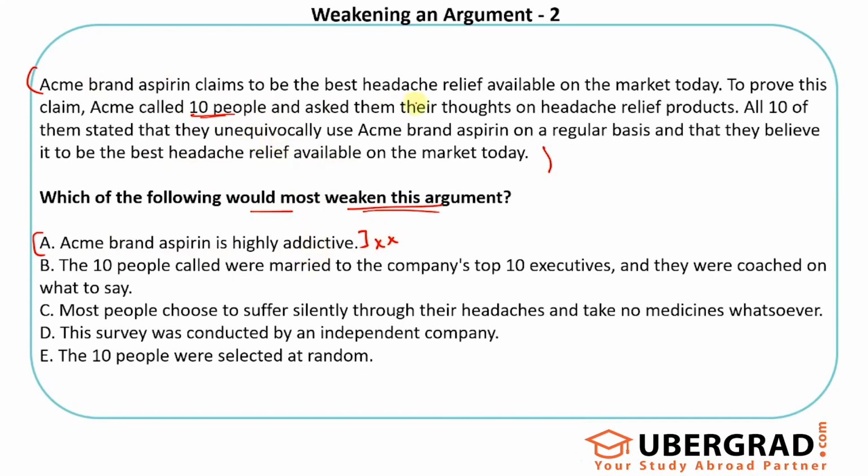Here the argument is more like people are loving it. These 10 people claimed this, and they are trying to say this is the general opinion. The 10 people called were married to the company's top 10 executives and they were coached on what to say. This looks like a fabricated situation, right? That is, they created it. So these 10 people are not random people, they are actually the families of the company's top executives and they were coached on what to say. So obviously they'll come and say, hey, this is a great product, we really love it, which means this would weaken the argument. Absolutely, this looks like a valid point.